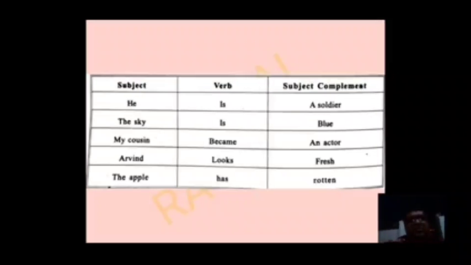Okay, now let us once again repeat two sentences on each sentence model. Subject, verb, subject complement. He is a soldier. The sky is blue.